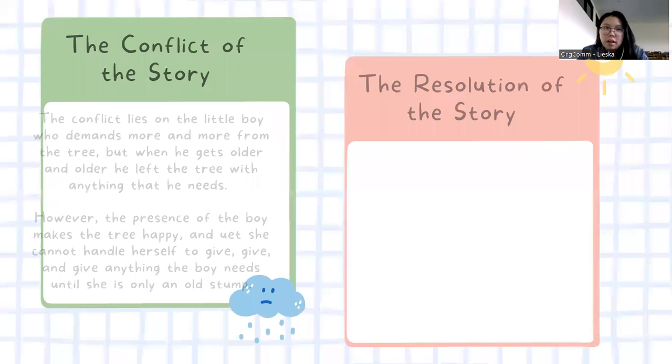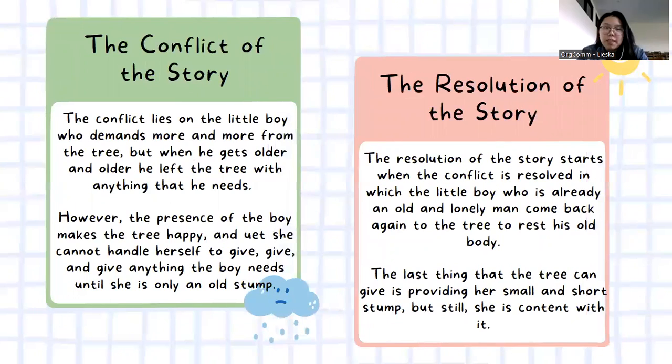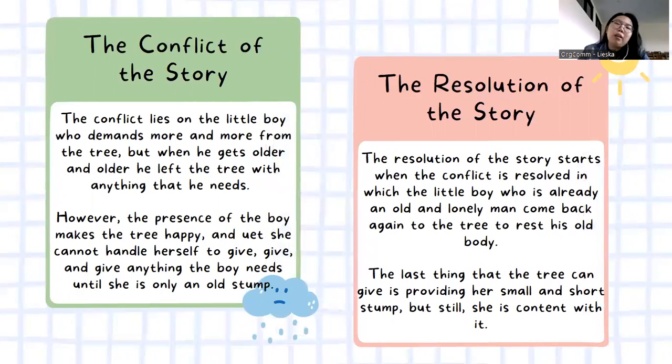All right, as I have mentioned before, the conflict lies merely on the little boy who demands many things from the tree. But when he gets older, he leaves the tree with anything that he needs, right? However, the presence of the boy makes the tree happy, and yet she cannot help herself from always giving anything that the boy needs until she is only an old stump.